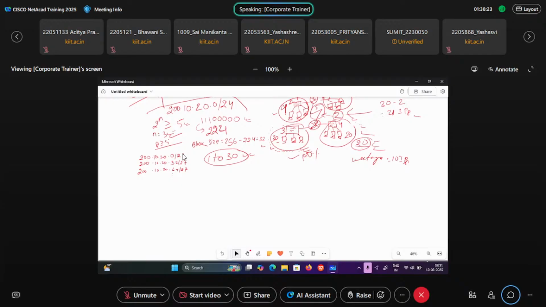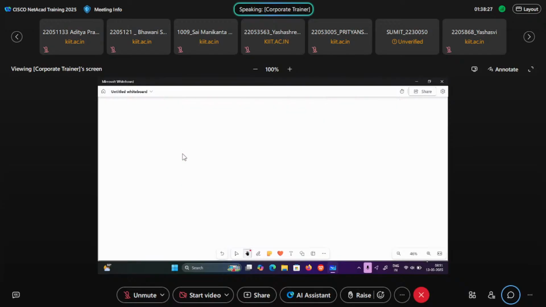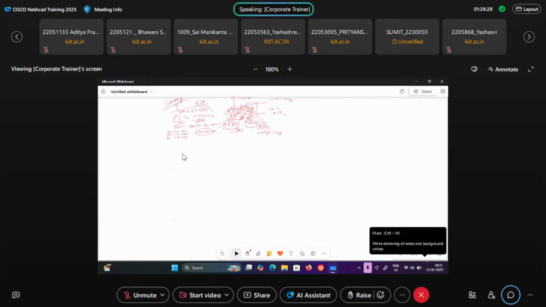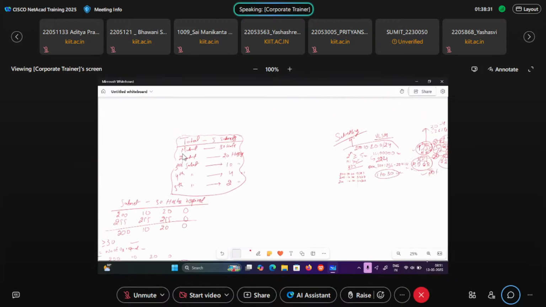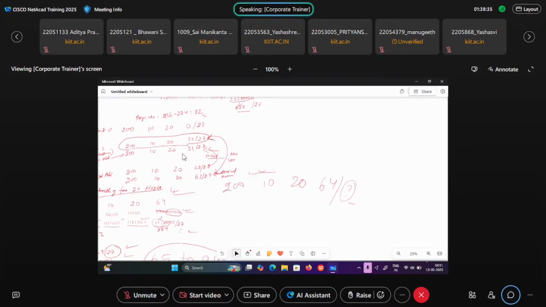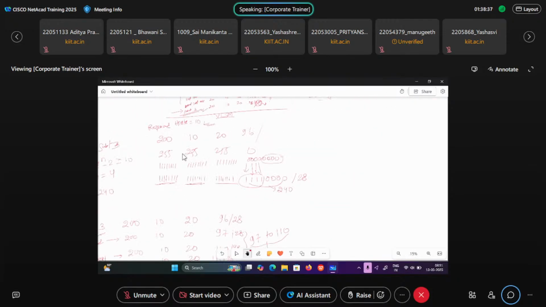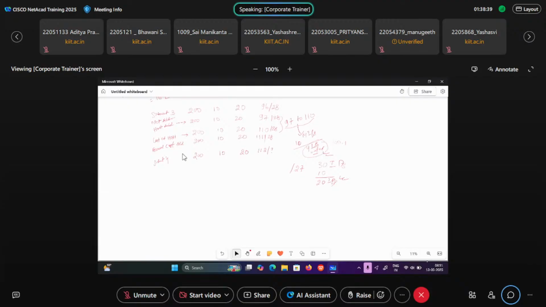So that is the case that we have considered. But as per each and every condition and the required hosts, when we go through VLSM, in each and every case we are seeing that some IPs we are saving, right?